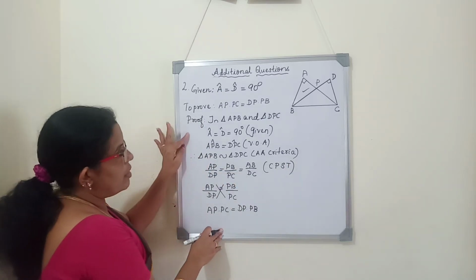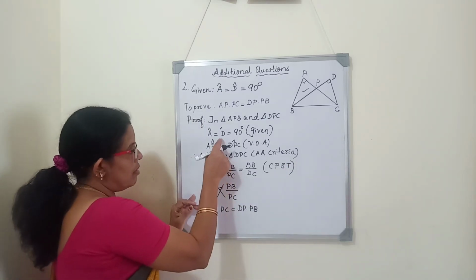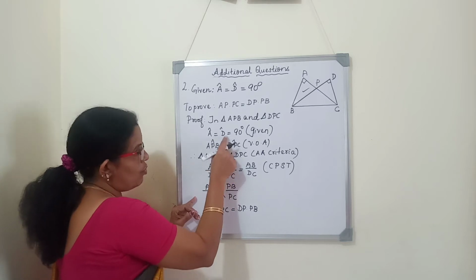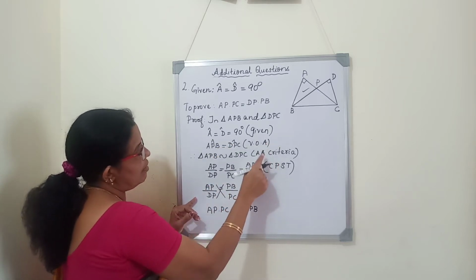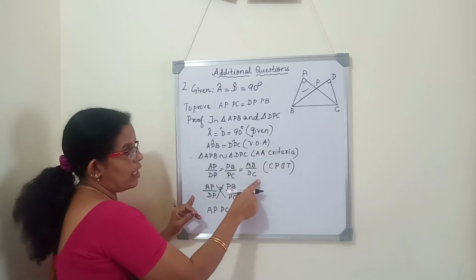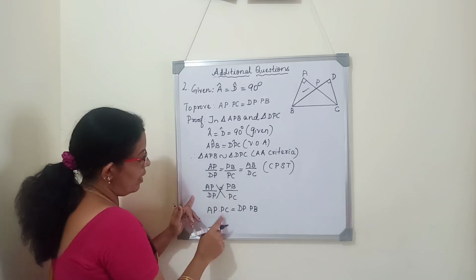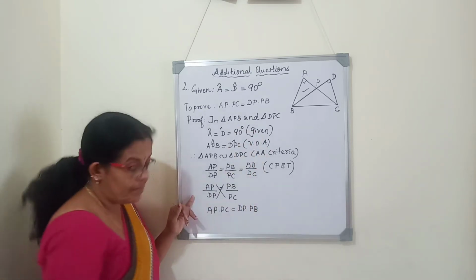So consider the 2 triangles. Consider the 2 angles, which are 2 or 3 angles according to the question. Triangles are similar. Write the ratio of the sides. Then cross multiply. You will get the answer.